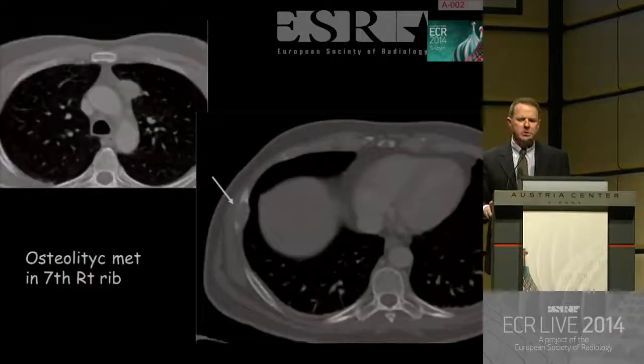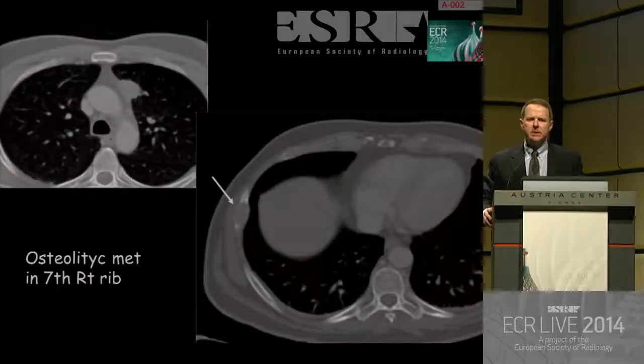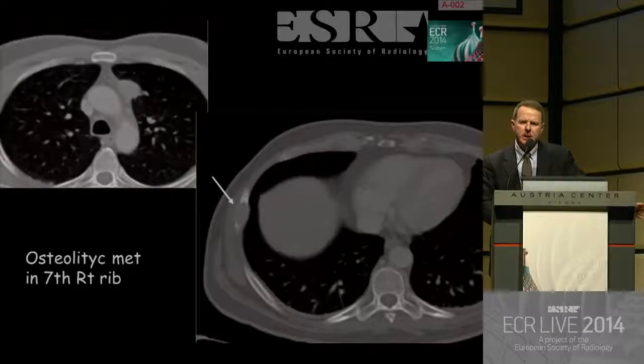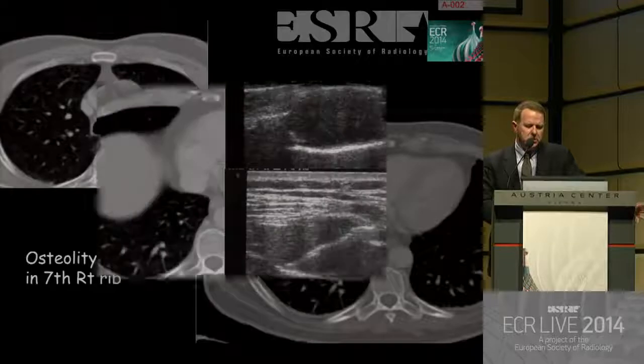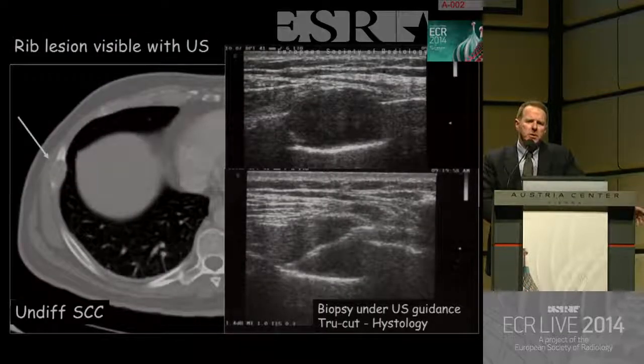But while you review the imaging, you see that he has an osteolytic metastasis in the 7th rib. At that point, things change completely because the 7th rib is something that you can biopsy easily and get histology. You can do it with CT or with ultrasound. Now you have realized that I am an ultrasound fan.